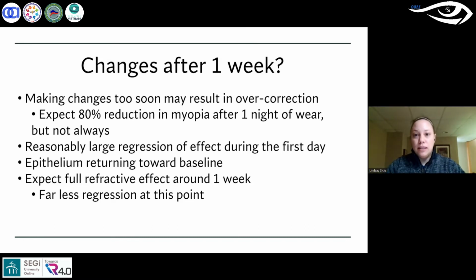And I say this all to tell you to educate your patients about this so that they don't call you in a panic, and that panic kind of make you make a lens change when you know that they're still moving in the right direction and they're on their way.